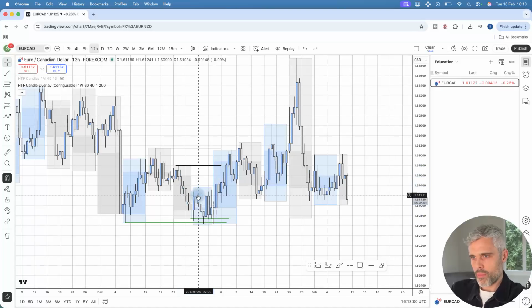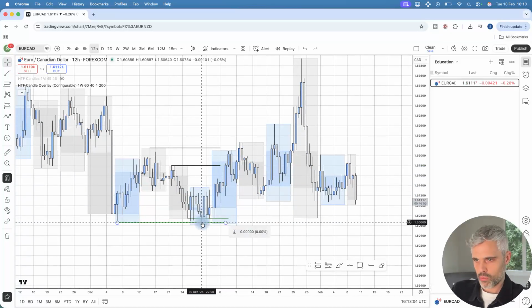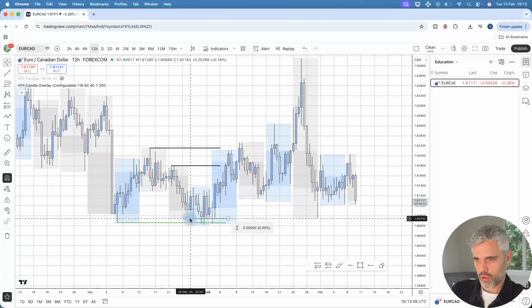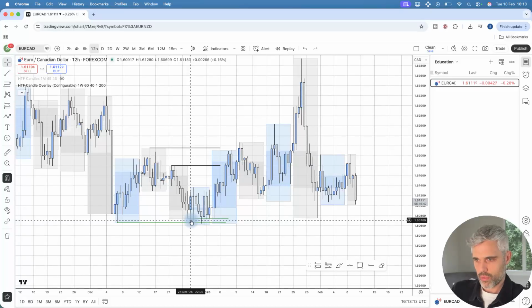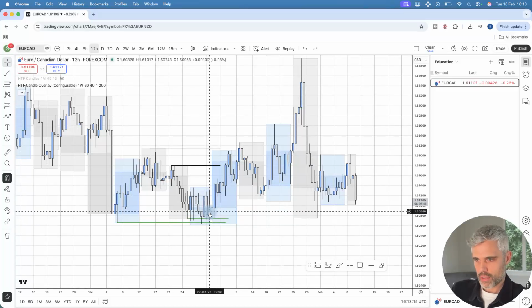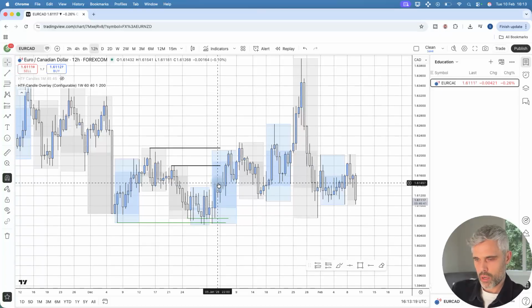So I mentioned already that we had this movement right here. What you basically see is that we create a buy to sell that never gets closed through. Then we create another buy to sell that again does not get closed through. Then we get bullish price action. What does that then create?